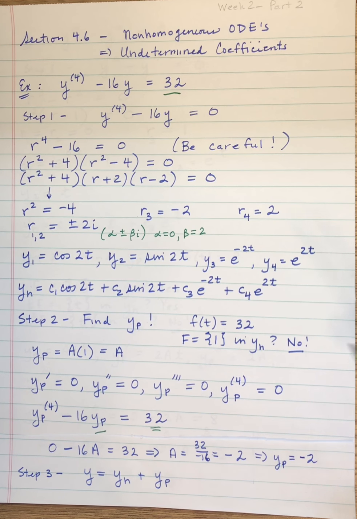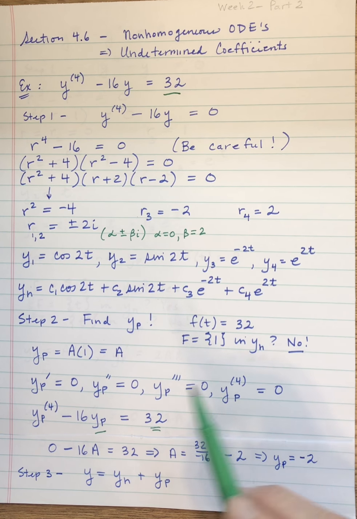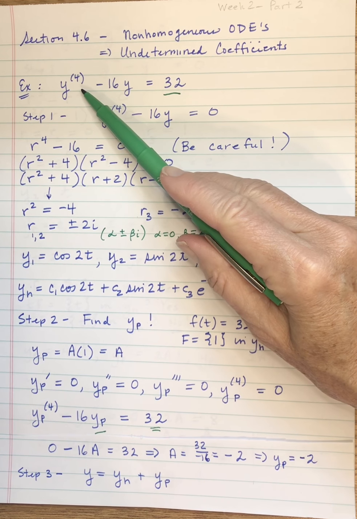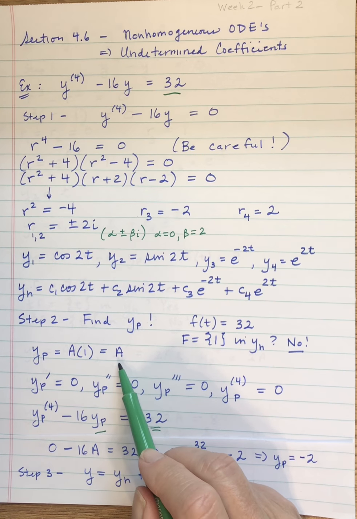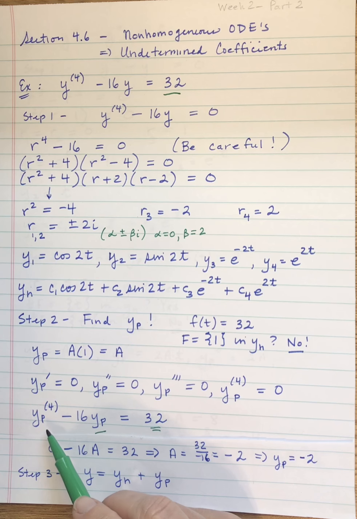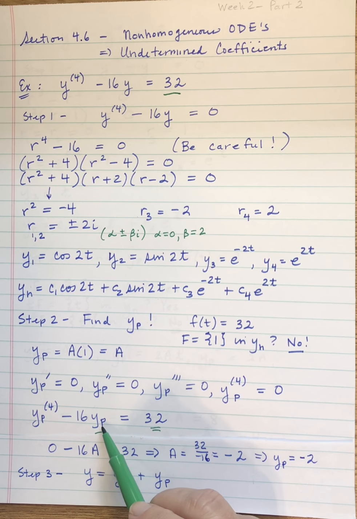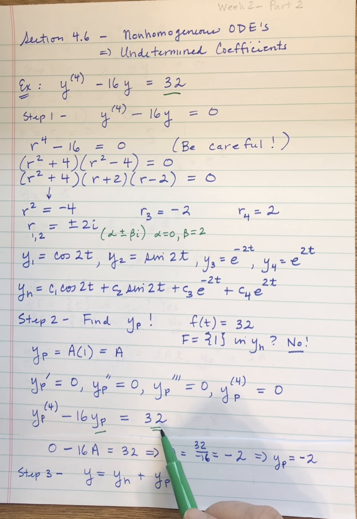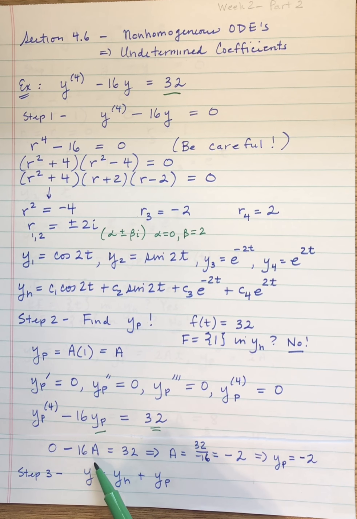Now what is a? We substitute into our differential equation. So we need to know the fourth derivative. Well, if our particular solution is a constant, its derivative and all of its derivatives are 0. So when we substitute into our differential equation here, the fourth derivative is 0. Our particular solution is a, and it's equal to 32. So minus 16a is 32. Divide both sides by negative 16. You get negative 2. So our particular solution is negative 2. So our general solution is just the sum of our homogeneous solution and our particular solution.